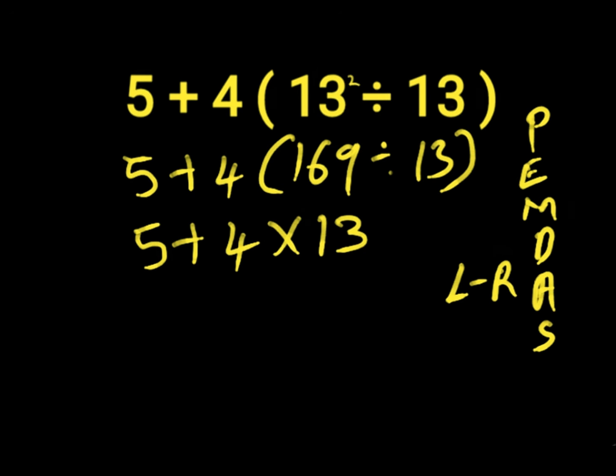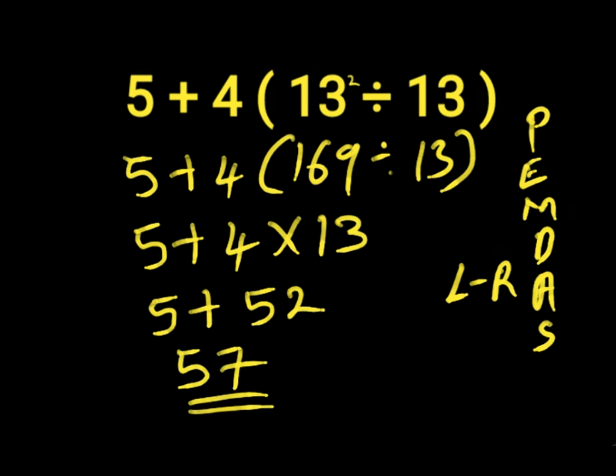4 times 13 will give us 52. Then we have 5 plus 52. 5 plus 52 will give us 57. 57 is the right answer to this expression.